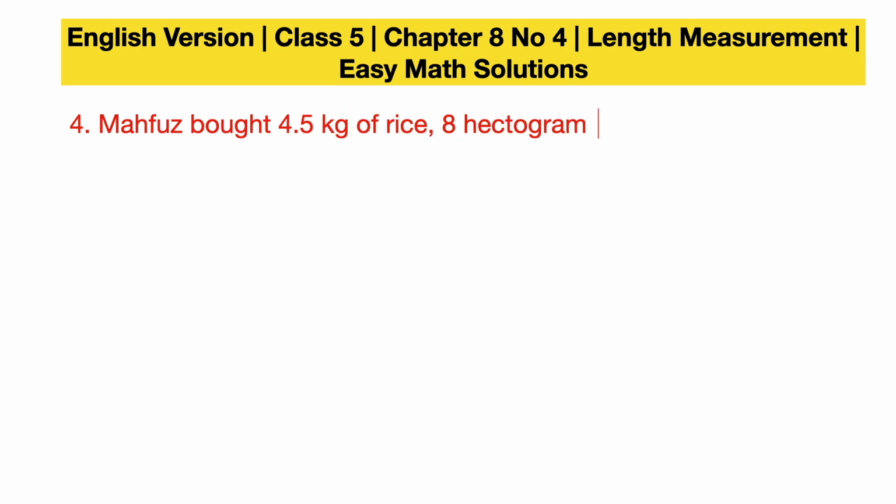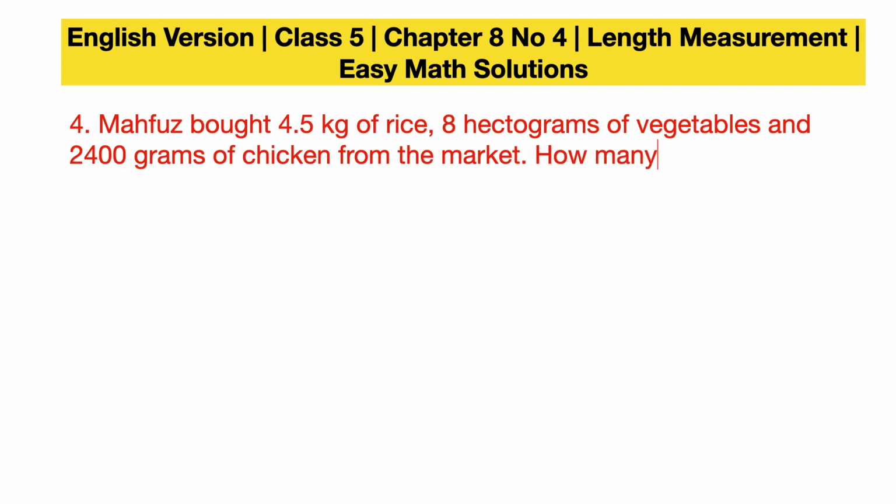Hafiz bought 4.5 kg of rice, 8 hectogram of vegetable, and 2400 grams of chicken from the market. How many kilograms did he buy in total?